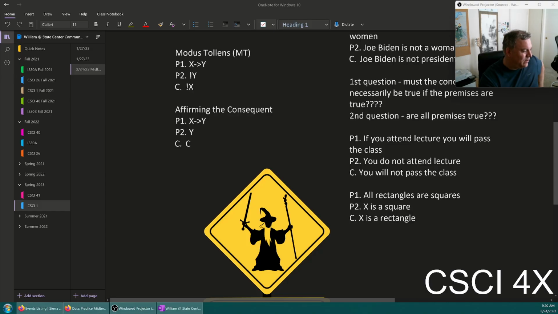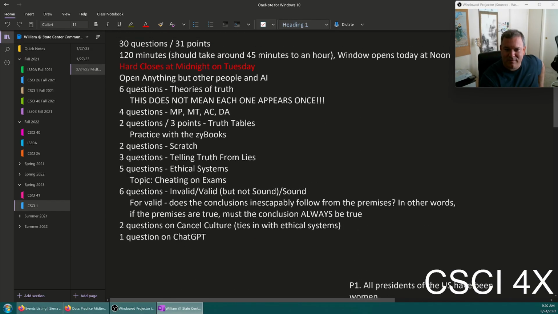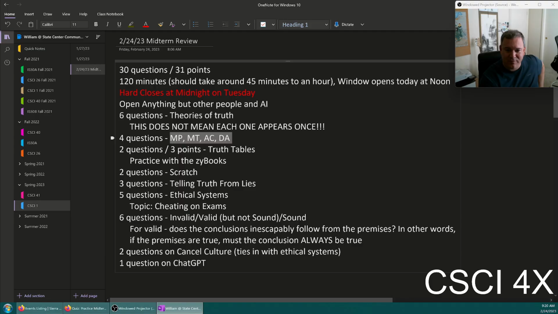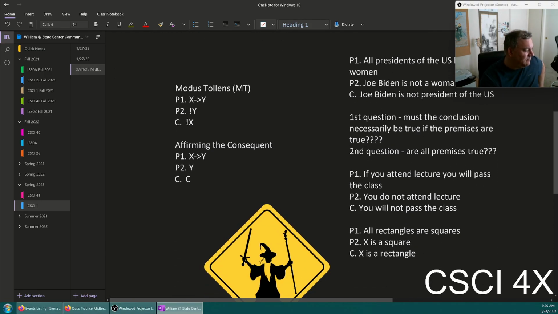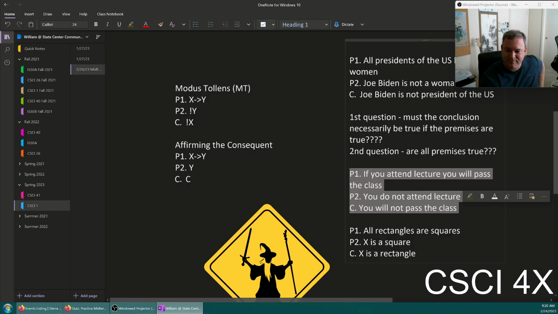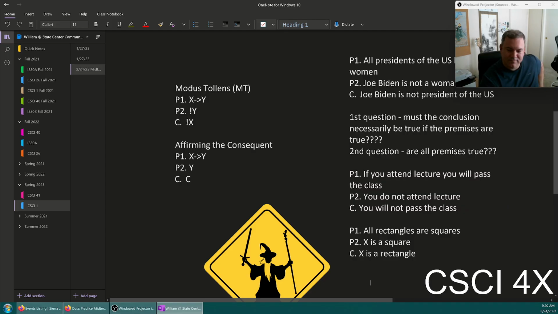So which type of argument is this? If you attend lecture, you will pass. You do not attend lecture, you will not pass. Is this modus ponens, modus tollens, affirming the consequent, or denying the antecedent? What form of argument is this? If x is you attend lecture, then y, you will pass. Not x, therefore not y. You're confusing yourself?